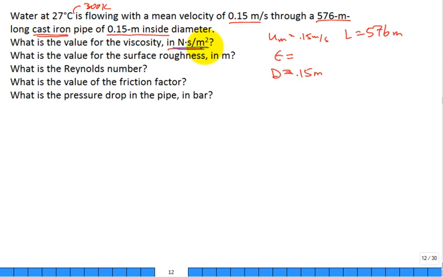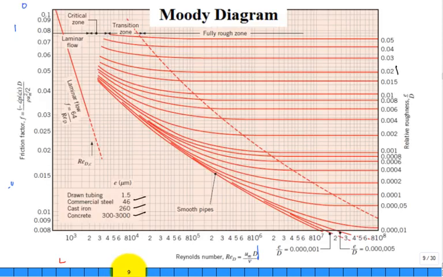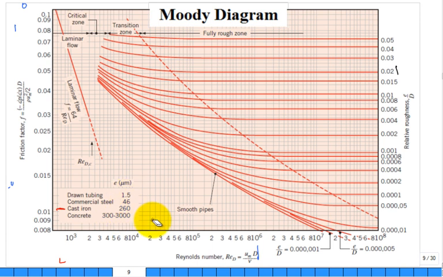What's the value of the surface roughness in meters? How are you going to get that one? Well, you have to have something like the Moody diagram. And what did we say it was? Cast iron? And here it is. What's that number? 280? 260? 260? All right.